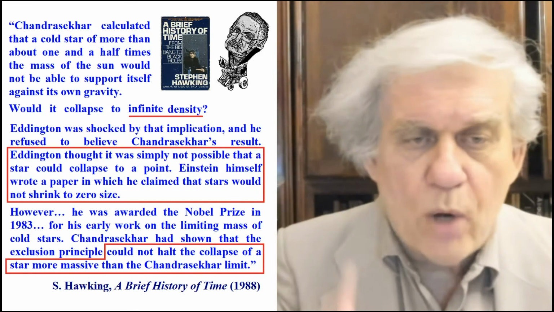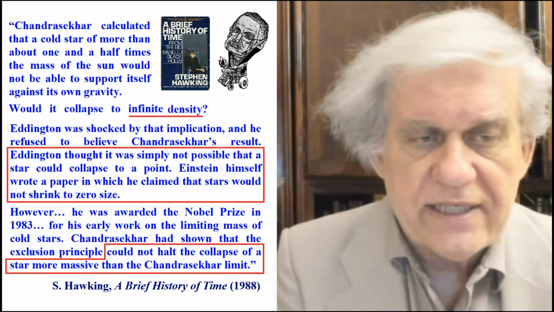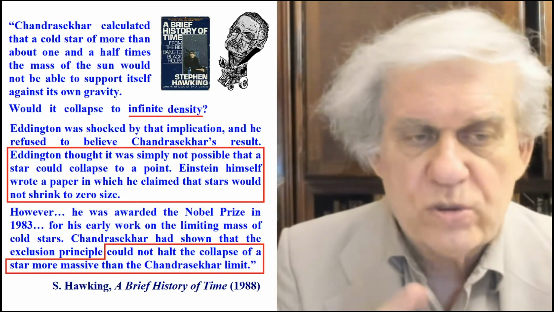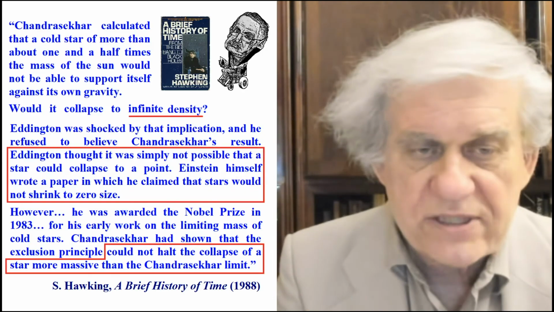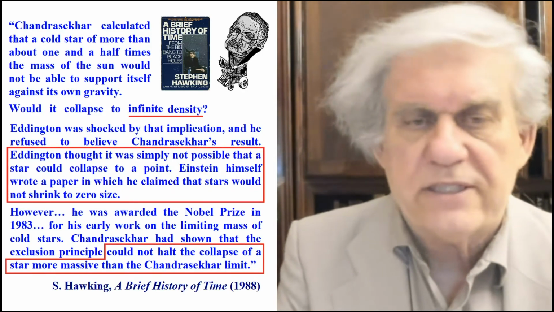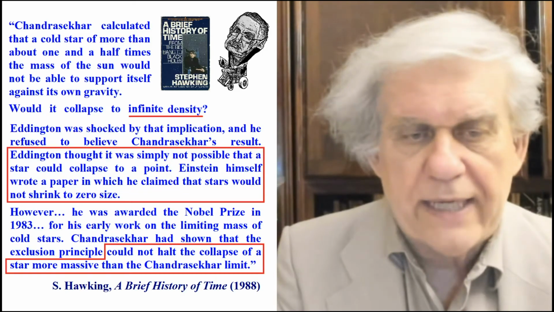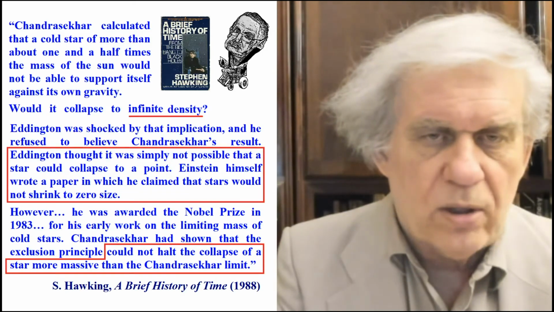However, he was awarded the Nobel Prize, Chandrasekhar, in 1983 for his early work on the limiting mass of cold stars. Chandrasekhar had shown that the exclusion principle could not halt the collapse of a star more massive than the Chandrasekhar limit. He proved mathematically through an equation that a black hole is zero-dimensional. A star that is bigger than the sun, so many times bigger, it doesn't matter, collapses to zero size. I think it's clear. Okay, but some people say, well, that's poor old Hawking. He's not around anymore. He's got no authority. Okay, let's bring some more proof, evidence. Okay, people need authority to believe, so let's make them believe.